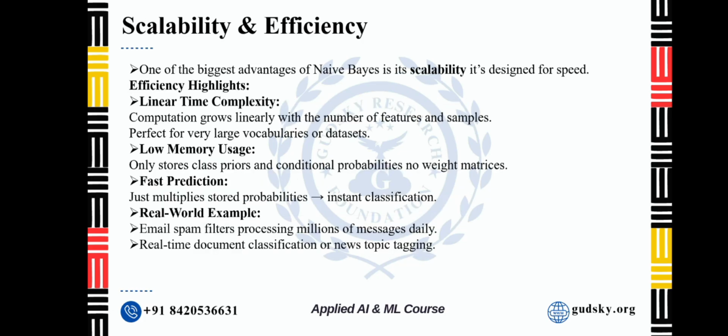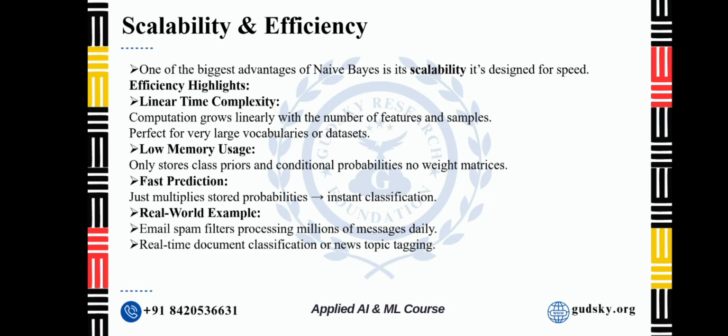And if we see the next slide, scalability and efficiency. It is one of the biggest strengths of naive Bayes, its scalability. It's built for speed and efficiency. Let's see why. Linear time complexity means the computation grows linearly with the number of samples and features. If you double your dataset size, computation roughly doubles, right? No exponential growth. So it is linear time complexity and low memory usage.